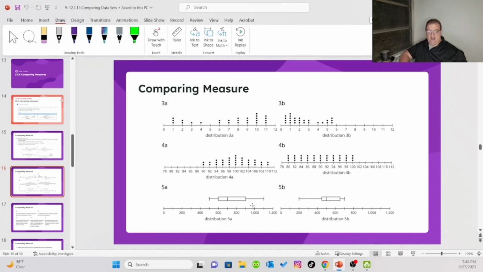And if I want the variability, this box goes from 600 to 900, so that's a spread of 300. Here the box goes from 450 to 650, so that's only a spread of 200. So 5A would have the greater variability.